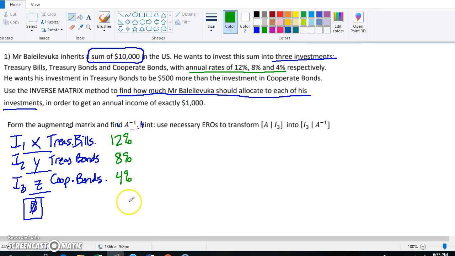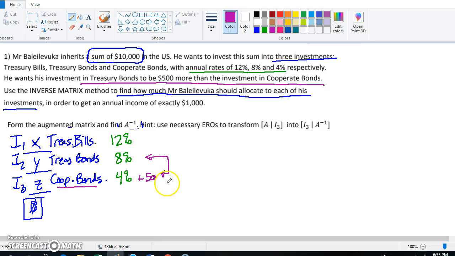Okay. And then he wants the treasury bonds to be more than the investment in the corporate bonds. It just says more. Oh, $500 more. Okay, so he wants treasury bonds to be $500 more than corporate bonds. So these guys have to be 500 more than these guys.